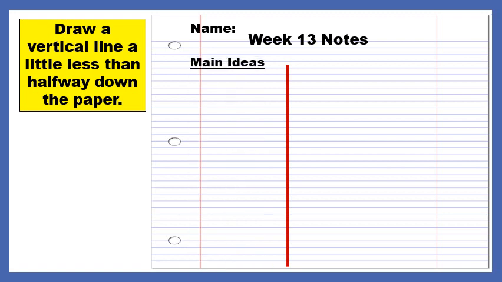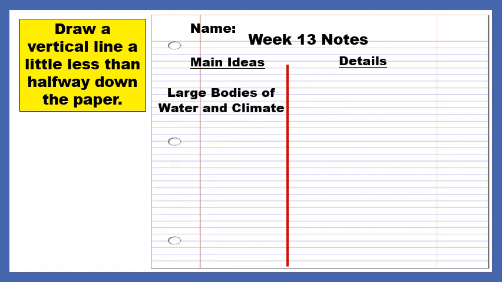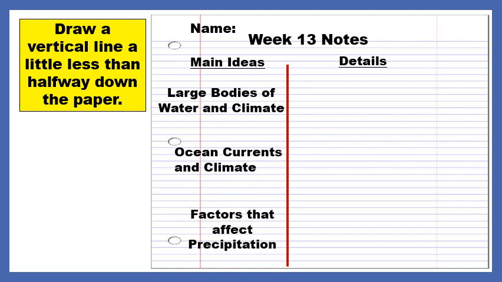On the left-hand side, please add the title Main Ideas, and on the right-hand side, please add the title Details. So I basically want more room on your paper for details than main ideas. Your 3 main ideas for the notes are large bodies of water and climate, ocean currents and climate, and factors that affect precipitation. And for each main idea, you need 3 supporting sentences.